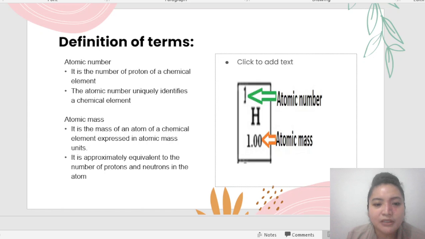Atomic number is the number of protons of a chemical element. This uniquely identifies the chemical element, whereas the atomic mass is the mass of an atom of a chemical element that is expressed in atomic mass units. This is also approximately equivalent to the number of protons and neutrons in the atom.